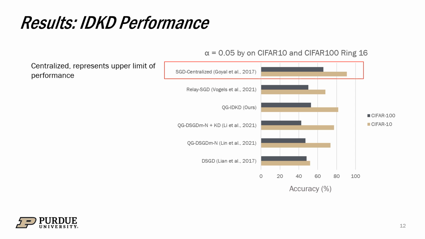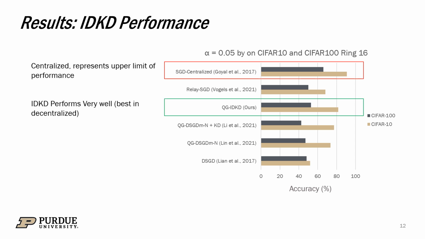We also have baselines such as RelaySGD, QG-DSGDm, and DSGD. We also present the results for QG-DSGDm with naive knowledge distillation and also our method, which is QG-IDKD. Clearly, we see that IDKD performs best among all the decentralized techniques.